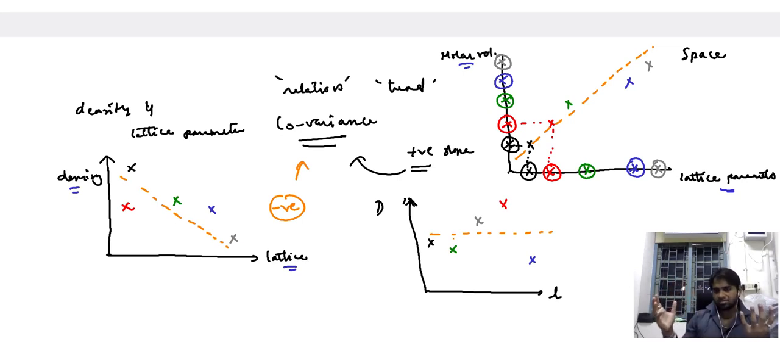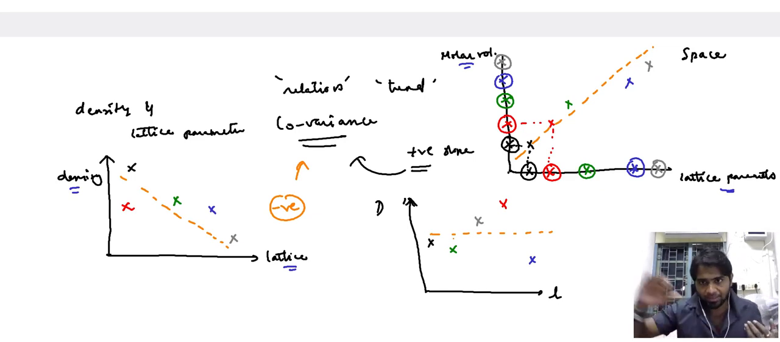The covariance can be of 3 types. One is positive covariance, another is negative covariance, and the other is zero covariance. These covariances, positive and negative, are associated with the slope of the line that we use to capture the trend that we observe in these 3 different relations, for the combination of the independent variables.